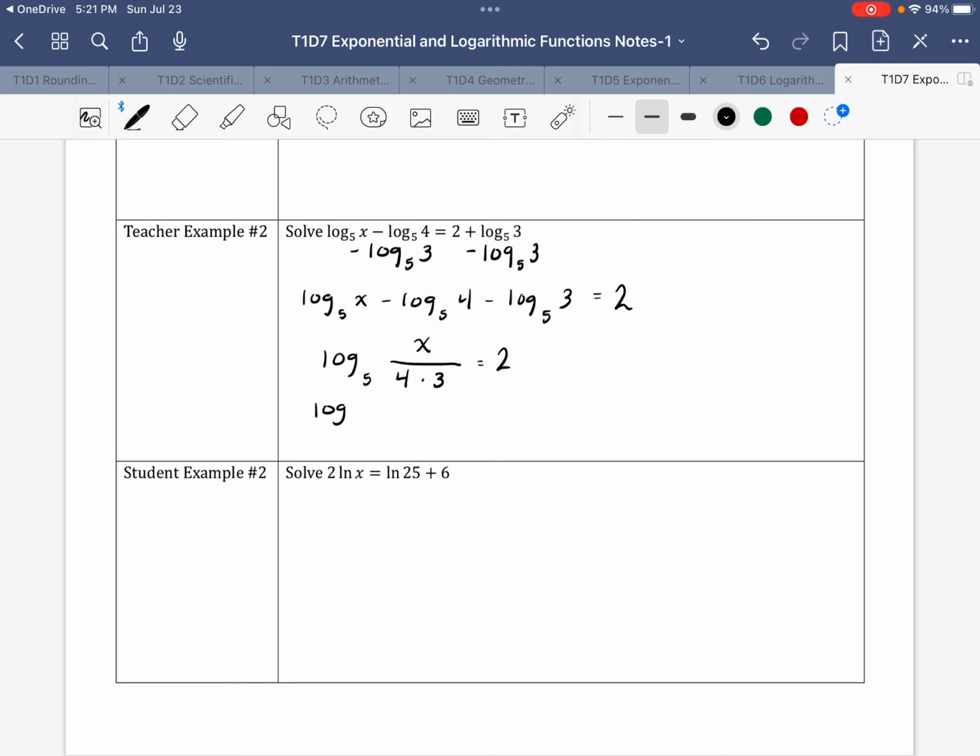I'm going to reduce: log base 5 of x over 12 equals 2. Now that I have a log on one side, constant on the other, I can convert it into exponential form. 5 squared equals x over 12. And then multiply by 12 on both sides. I get x equals 300. 300 is a positive number. It is not 0, it's not negative. So it should work when we plug that in. That's our final answer. And you can go ahead and try student example number 2 on your own.